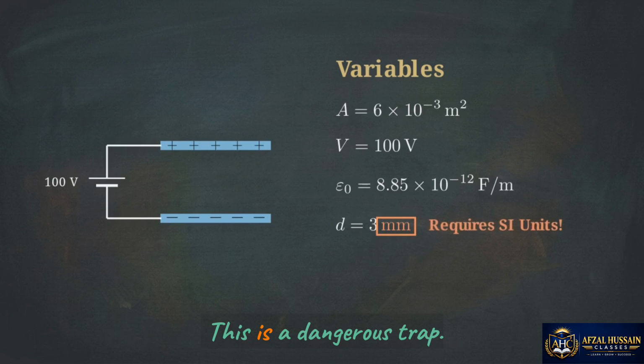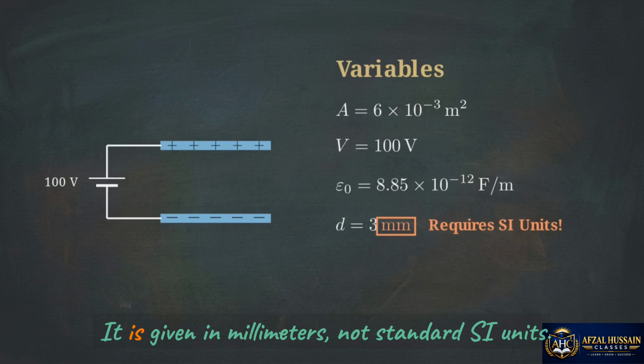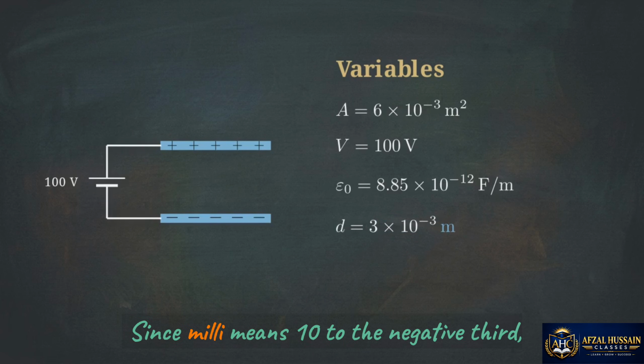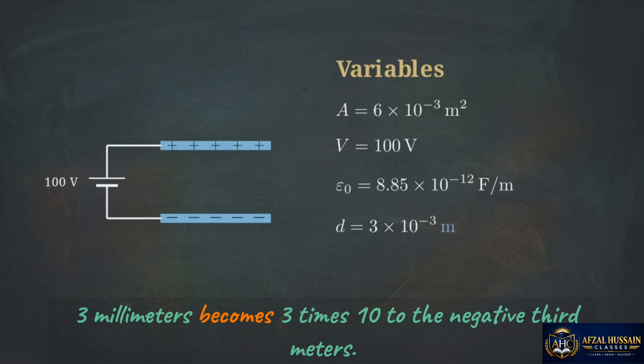This is a dangerous trap. It is given in millimeters, not standard SI units. Before we touch a single formula, we have to convert this distance into meters. Since milli means 10 to the negative third, 3 millimeters becomes 3 times 10 to the negative third meters.